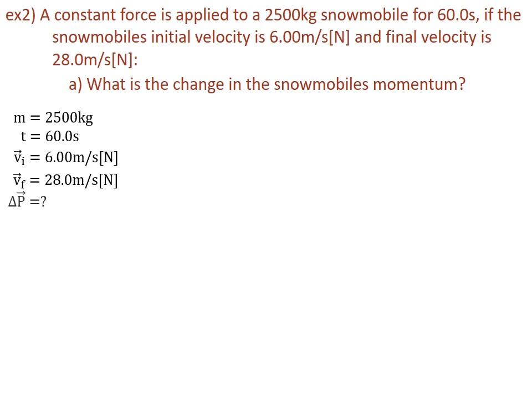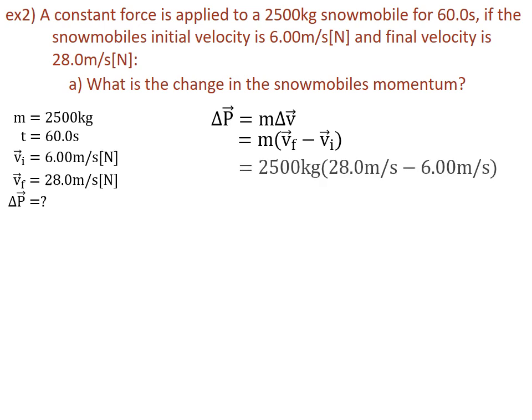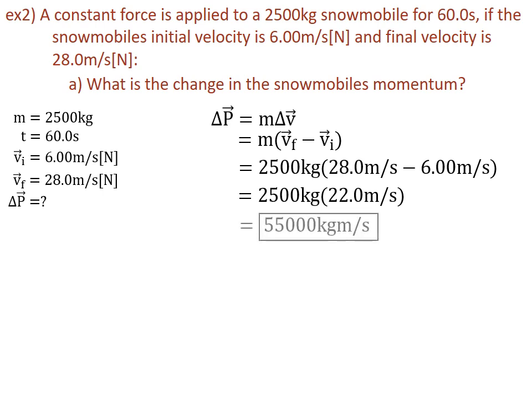So I'm looking for delta P. Delta P equals mass times change in velocity. Change is always final subtract initial. So for delta V, I will sub in Vf subtract Vi. I can now put my numbers into the equation. First, I'll do what's inside the brackets. 28.0 subtract 6.00 gives me 22.0. And then I multiply it by the mass of 2,500 kilograms. And the change in momentum equals 55,000 kilogram meters per second.